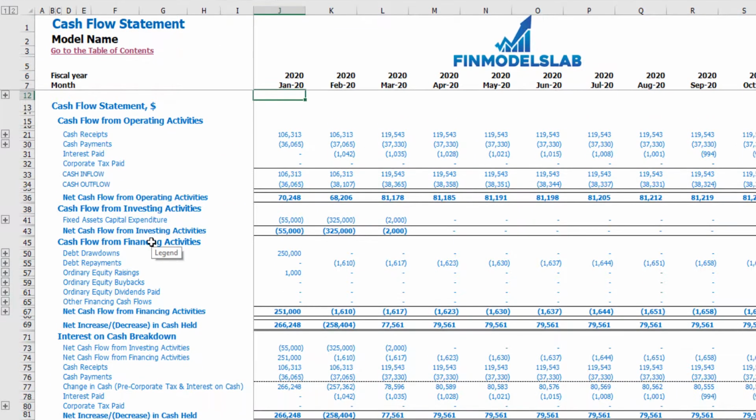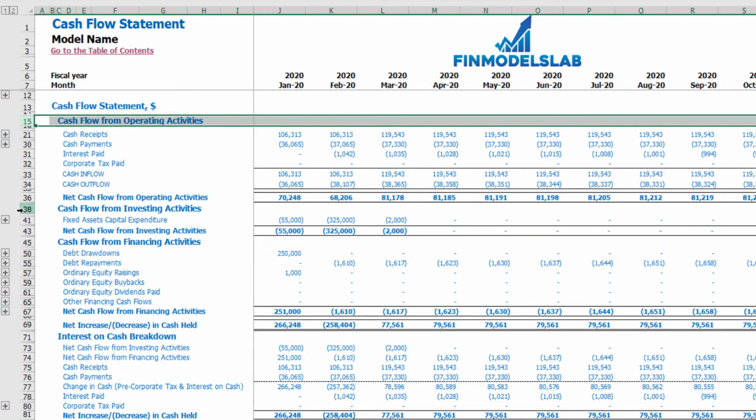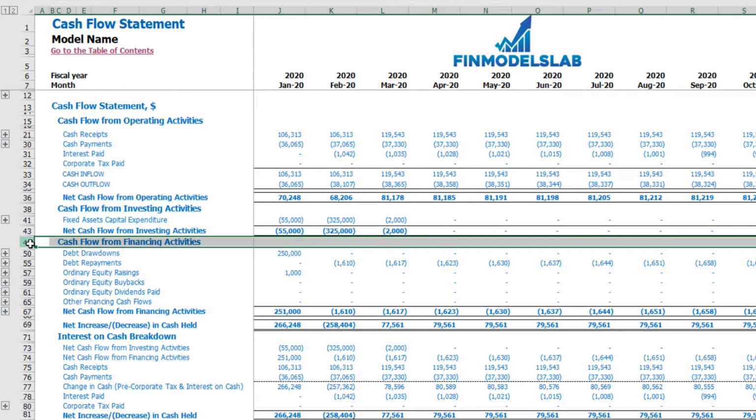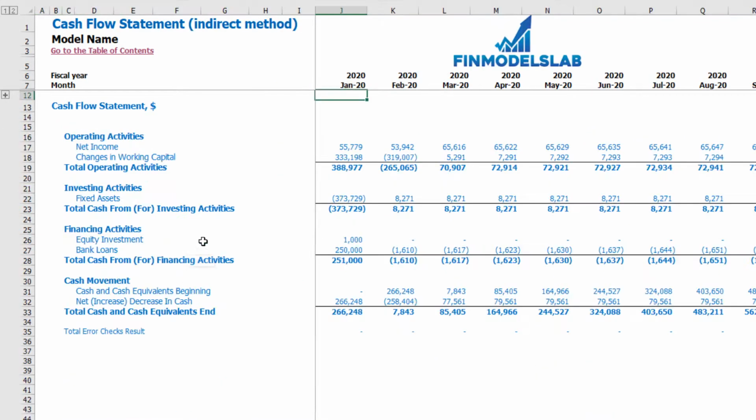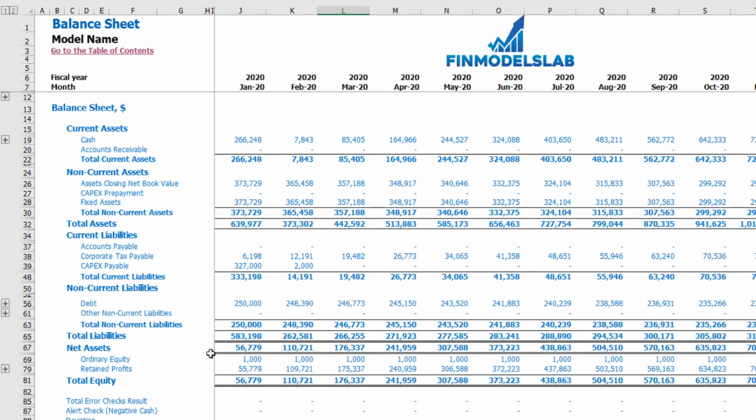On the cash flow tab, you may see the breakdown of your cash flow by operating activities, by investing activities, and financing activities. On the cash flow statement indirect method, you may see the same operating, investing and financing activities, but in a more collapsed form. On the balance sheet, you may see the current assets, which include cash and accounts receivable, all the non-current assets components, total liabilities broken down by current liabilities and non-current liabilities, and your equity.